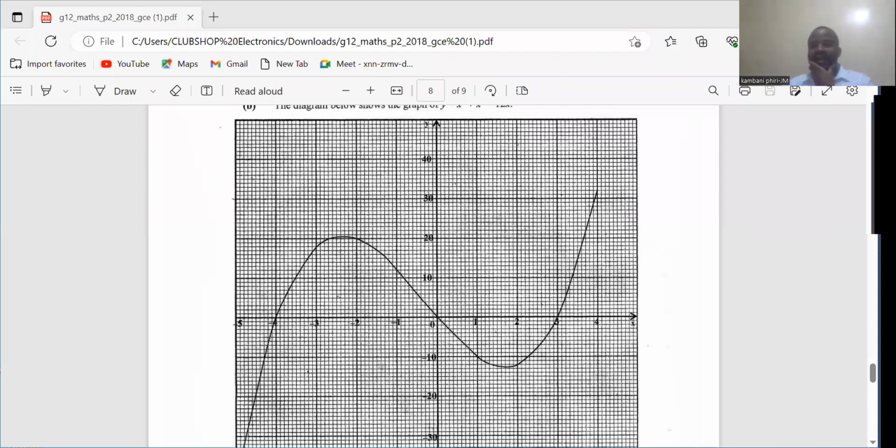Okay, welcome everyone to this presentation where we want to look at how we can get the gradient using what we are calling a triangle method. All right.